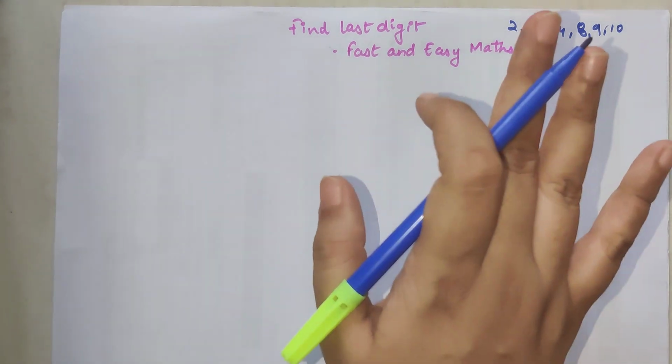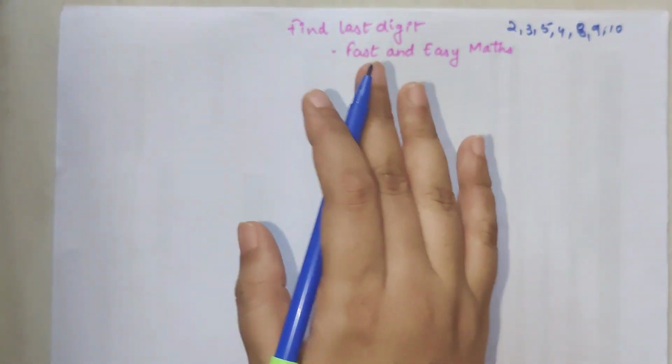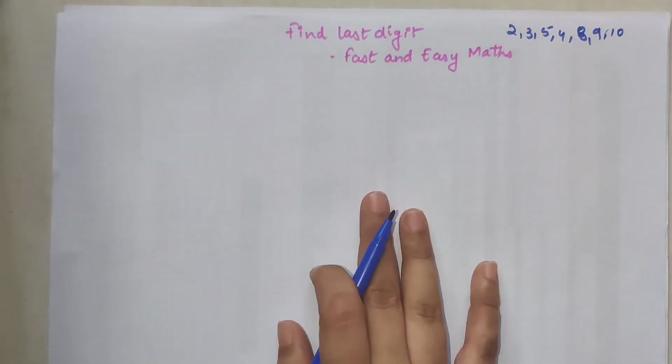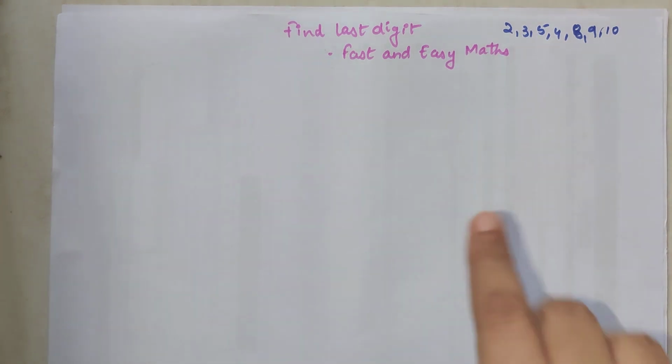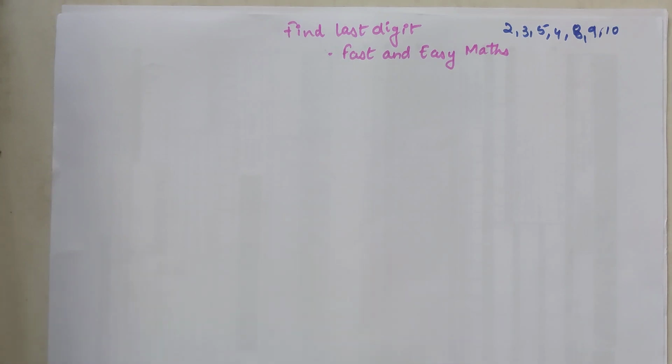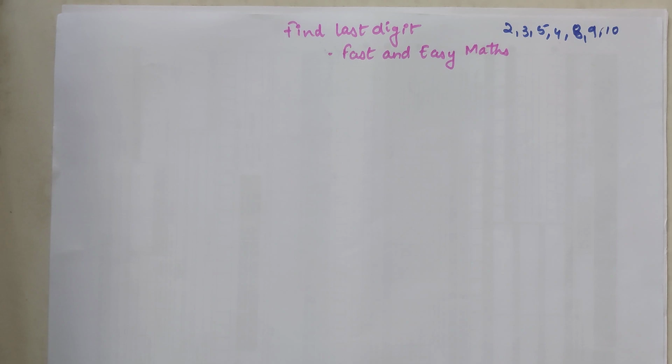Now understand, finding the last digit is a very hot topic that is generally asked in CAT, SAT, GMAT, ACT and IIM entrance exams. For that, you have to have a very clear understanding of the divisibility rules of all of these numbers. I'm going to revise them over here as well, but I have also made a separate video for that. So if you want, please go ahead and check it out. The link will be available on the top as well as in the description.